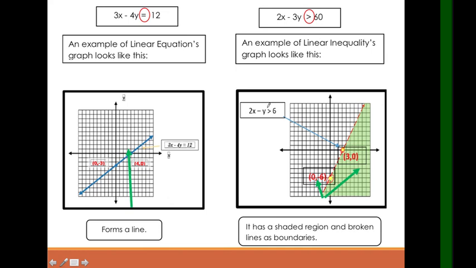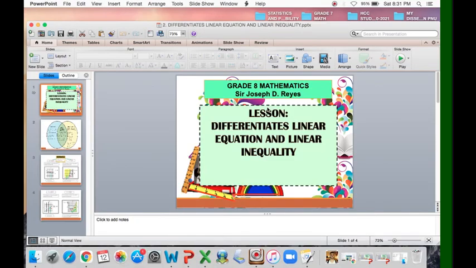And then again, scattered yung kanyang line kasi wala siyang equal sign sa baba. So it has a shaded region and broken lines on boundaries, and as well as the dot should be an open dot. Okay? So that's it. Yun lang yung lesson natin. We just want to present to you the difference between linear equation and linear inequality. With that, thank you very much for your listening.